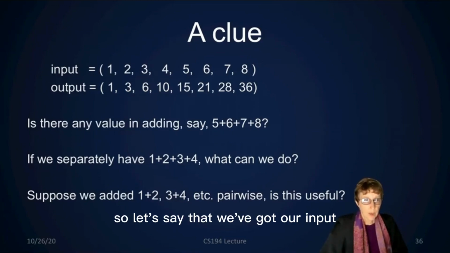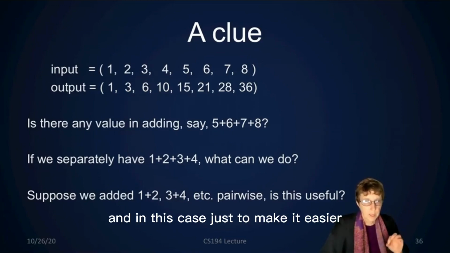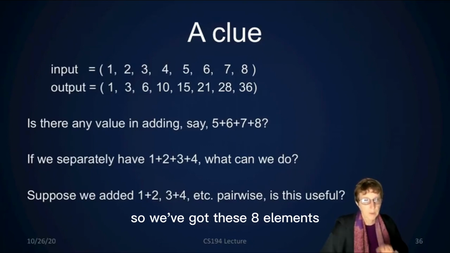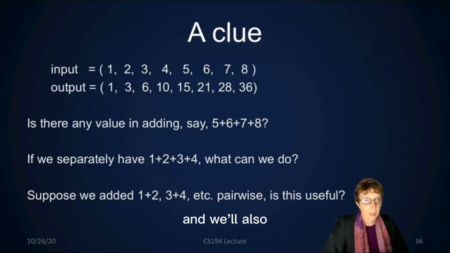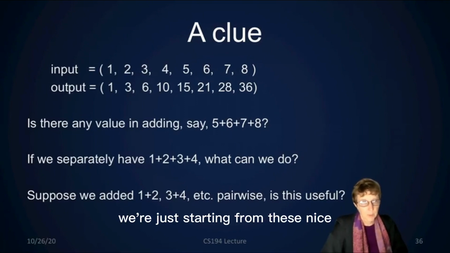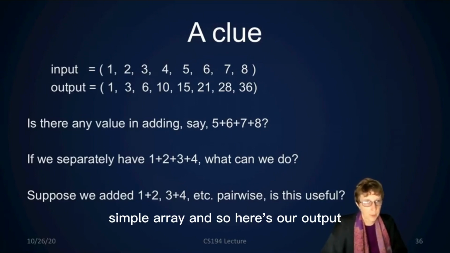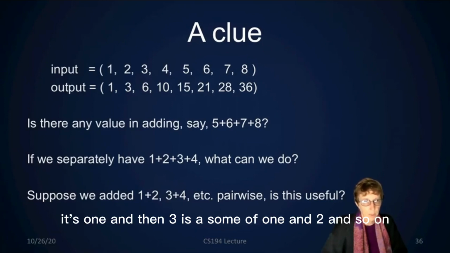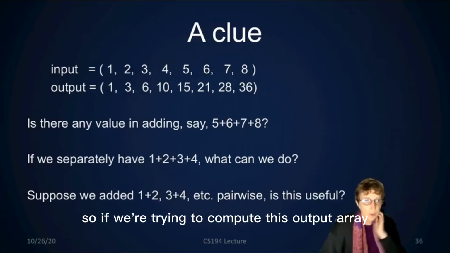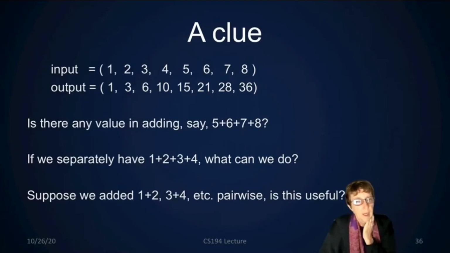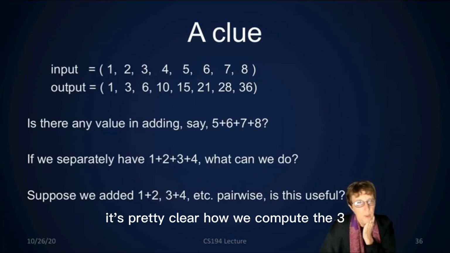Let's say we've got our input, and just to make it easier, we'll input an array of the elements 1 through 8. So we've got these 8 elements. We'll make it a nice power of 2, and we're starting from this simple array. Here's our output: it's 1, and then 3 is the sum of 1 and 2, and so on. If we're trying to compute this output array, it's pretty clear how we compute the 3.